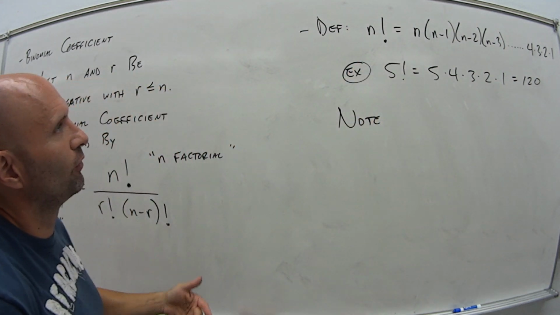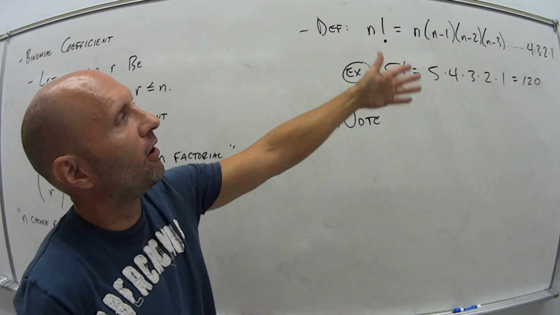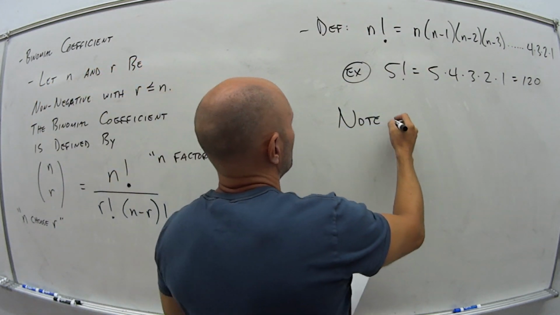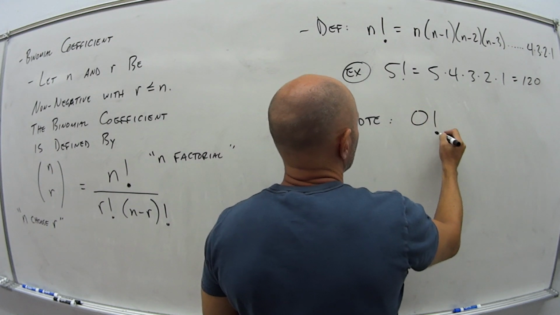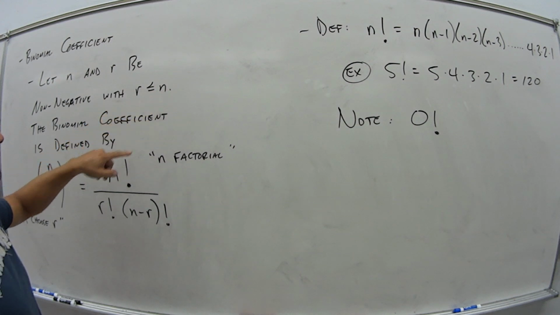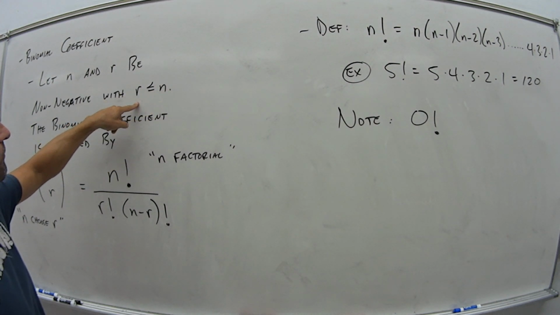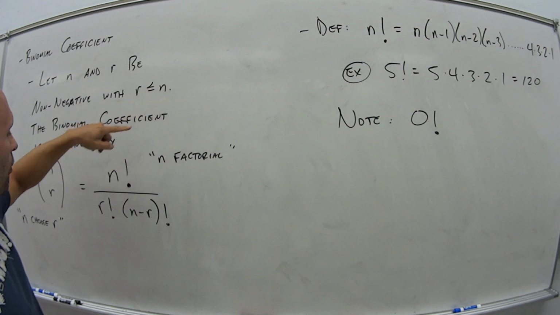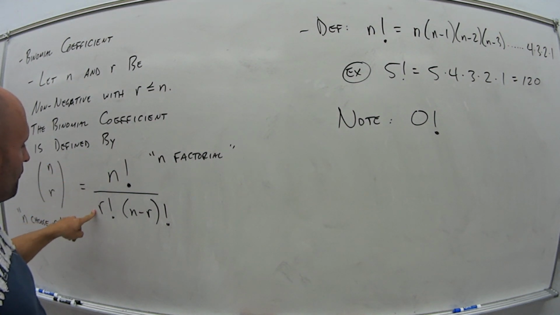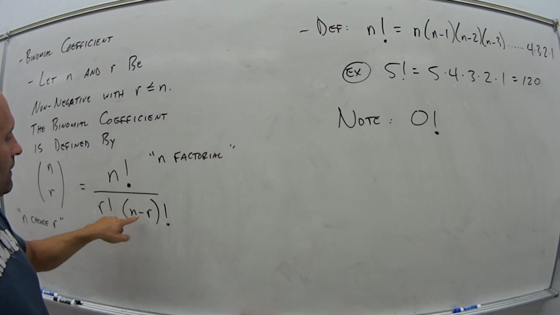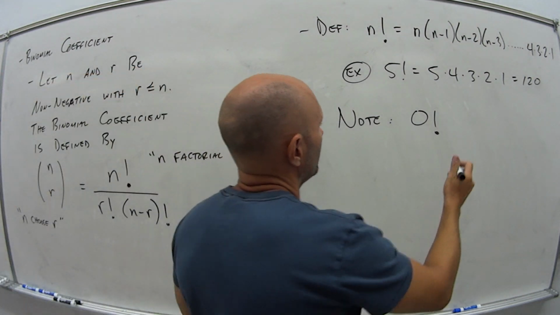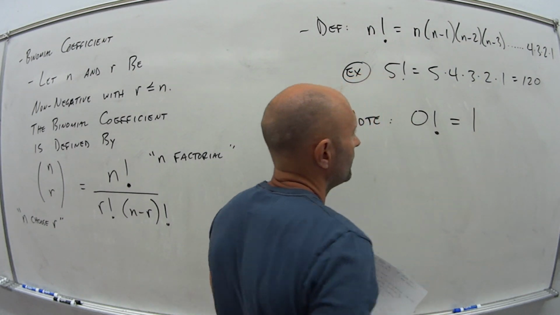And r factorial means the same: r times r minus 1, times r minus 2, etc. But just note, if we have 0 factorial, notice r is less than or equal to n. So if r is 4 and n is 4, we'd have 4 factorial over 4 factorial times 4 minus 4, which is 0 factorial. 0 factorial is just equal to 1.